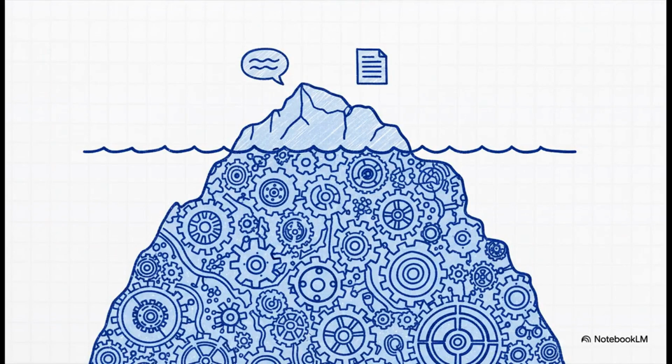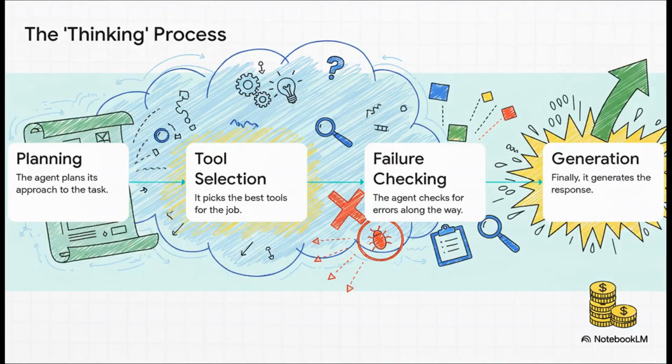Now, here's the secret. Most of us think the token cost is just the words we type in and the words the AI spits out. But that's just the tip of the iceberg. The real cost, the heavy lifting, is all happening where you can't see it. This right here is the big one. Antigravity's internal thinking process. When you give it a complicated task, the AI doesn't just know the answer. Nope. It has to plan out its approach, it has to select the right tools for the job, it checks for errors, and then it finally generates the response. And guess what? Every single one of those internal steps costs a ton of tokens.